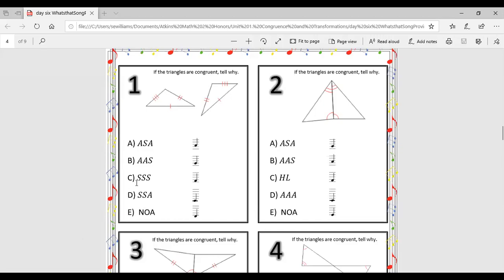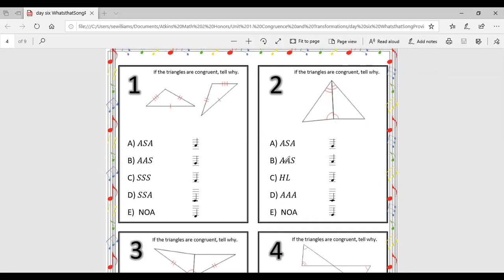All right. Few people got them both right. Lots of people missed number 2. Number 1 is C, side, side, side. That one's pretty easy, and pretty much everybody got it right. Number 2, a lot of people missed. You're allowed to mark the side that they share. So if I cover up one triangle, I have angle, side, angle, which is answer A.